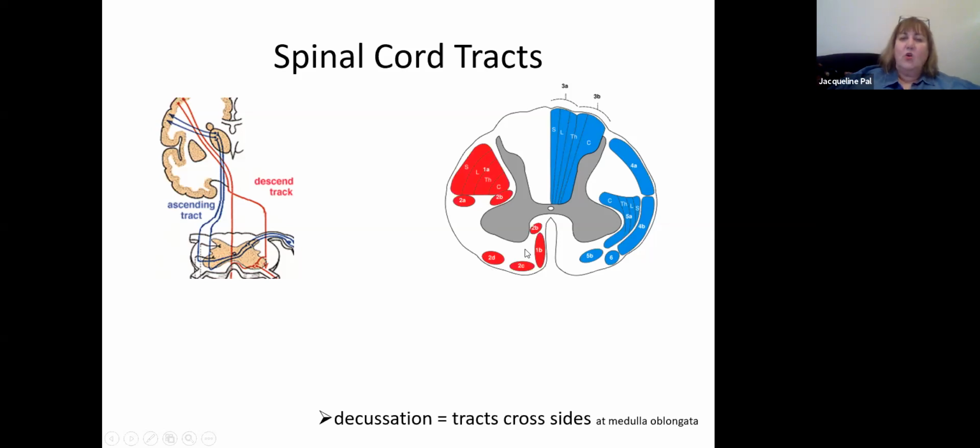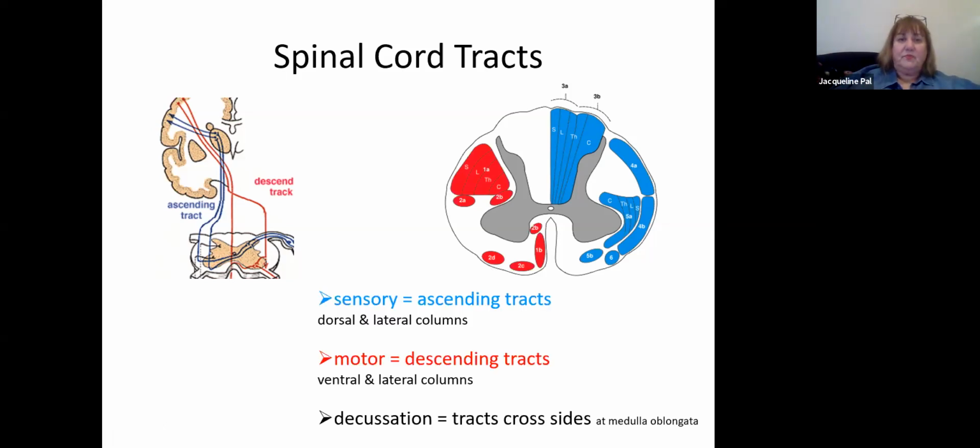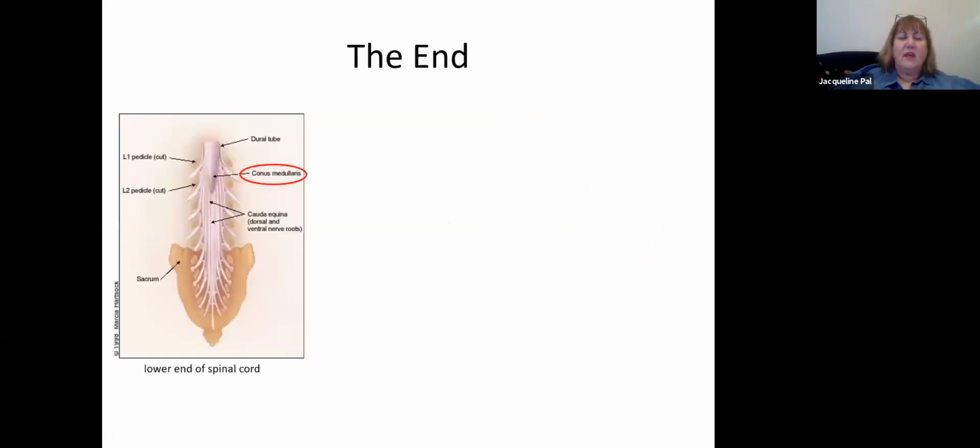Okay. So dorsal root ganglion is where the sensory neuron cell body is, and the sensory axons are going to be going on the dorsal column and the lateral column. The lateral column and the ventral column will have the axons for the motor neurons because they are going to be exiting in the ventral root. Okay. So hopefully that all makes sense.